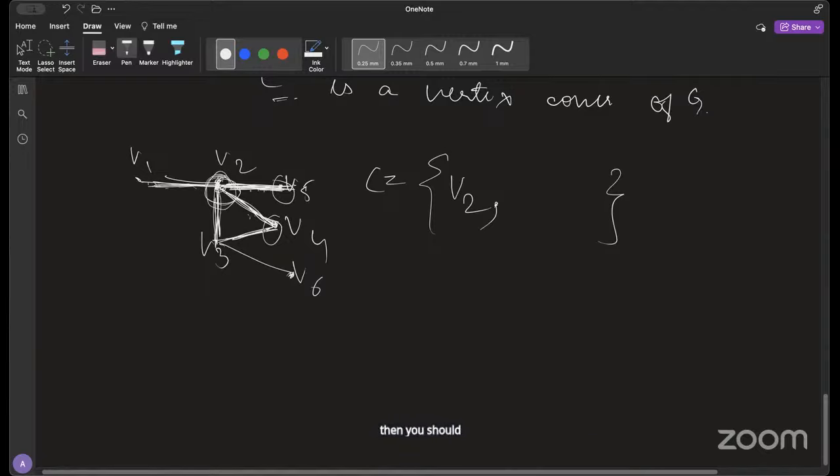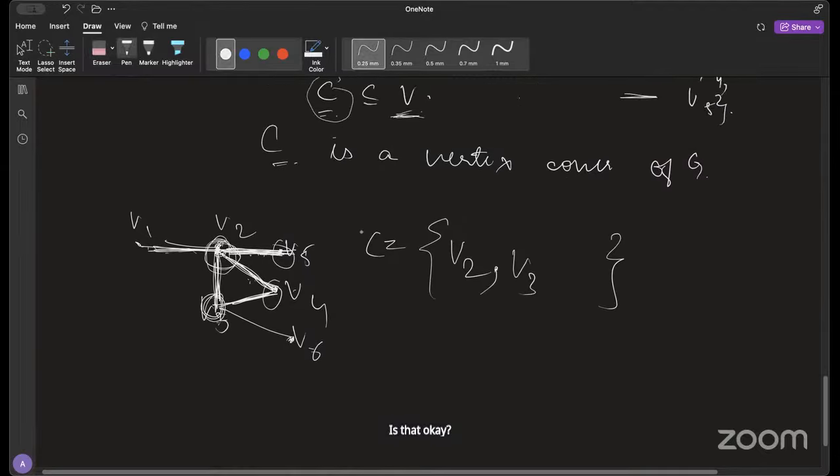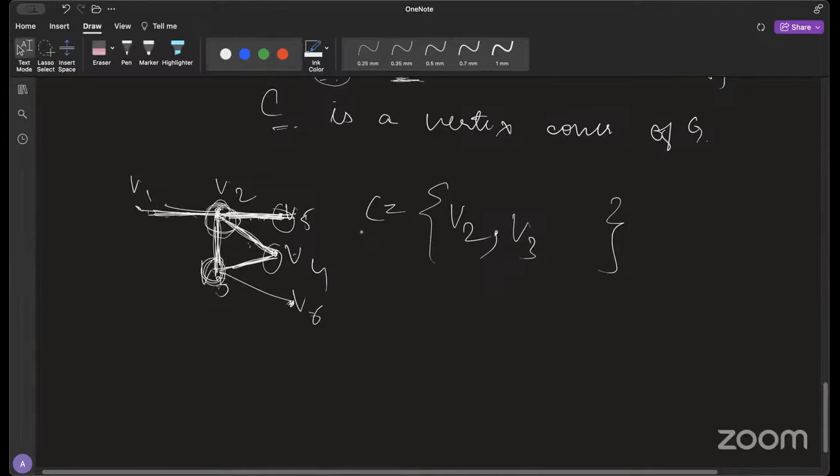Then you should be worried about these two corridors, V3, V4, and V3, V6. For that, you can install a CCTV here. So you just need CCTVs at these two vertices, V2 and V3, and all the corridors are covered. That's one application of this one. Is that okay? Can we move to the next topic? Sure, ma'am. Okay.